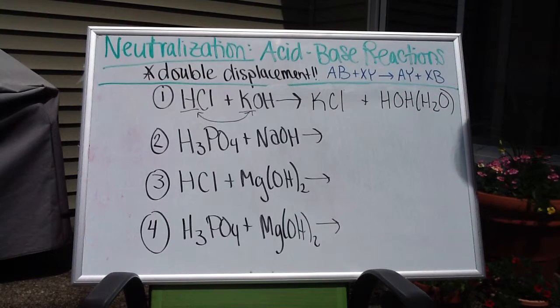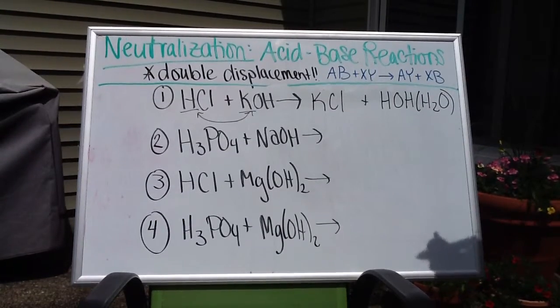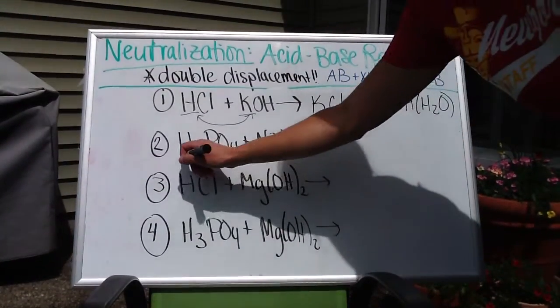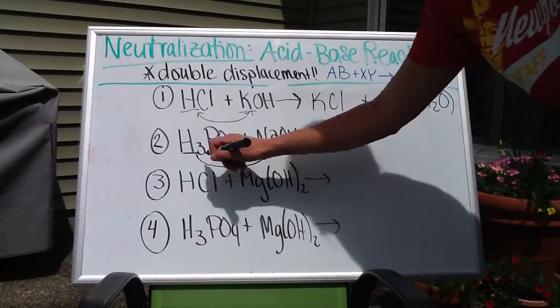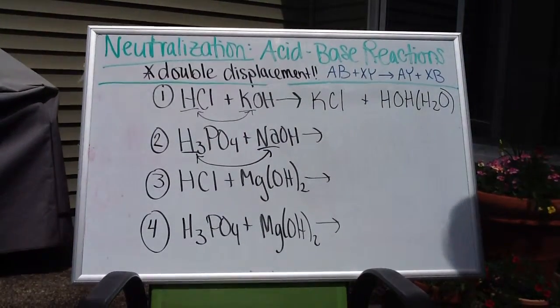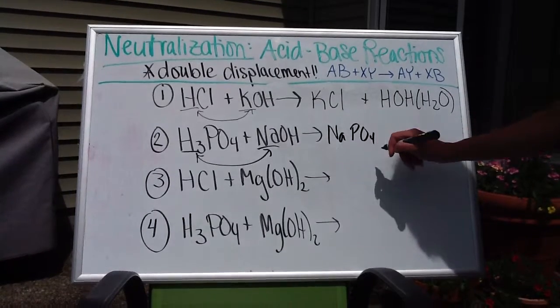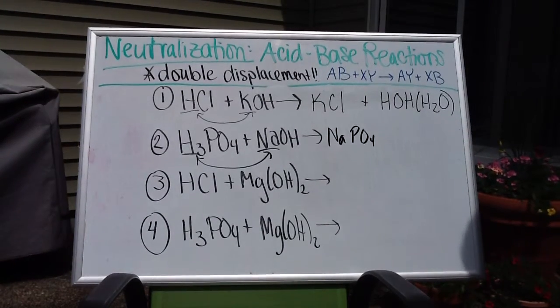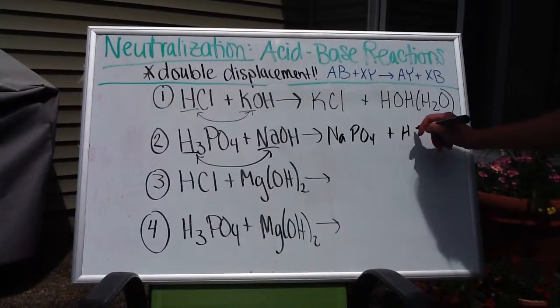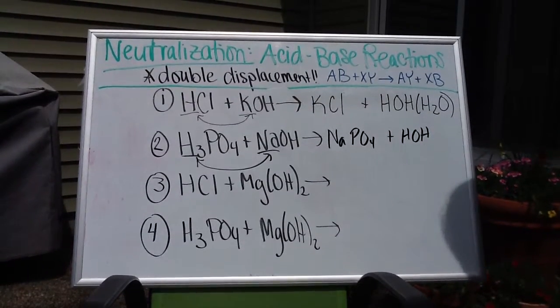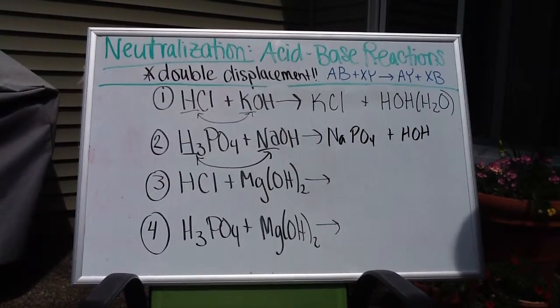Okay. Let's look at the second example here. I've got H3PO4, phosphoric acid, with sodium hydroxide. So, what I'm going to do, following my pattern, is the first elements are going to switch places with each other. So, the sodium is going to go where the hydrogen used to be. They're going to switch places. And the hydrogen is going to go where the sodium was, so it's going to go with the hydroxide.